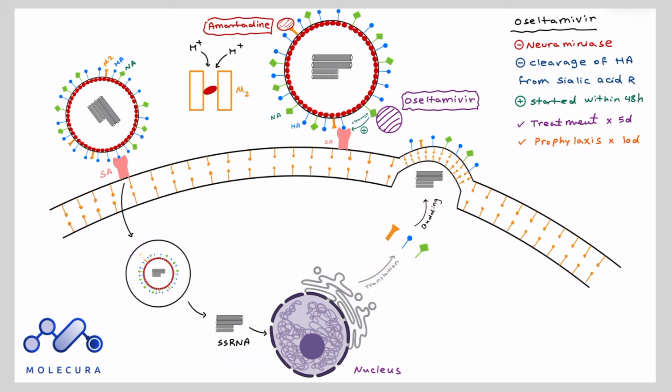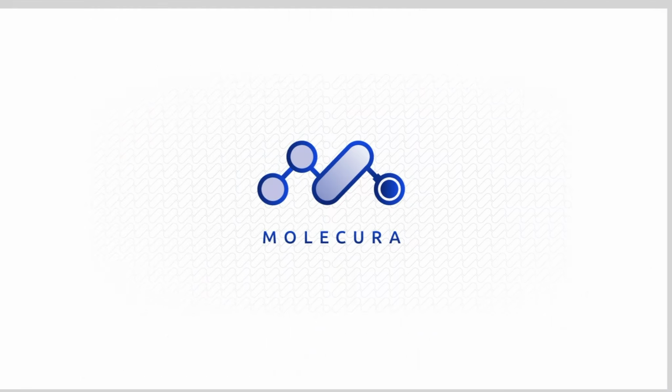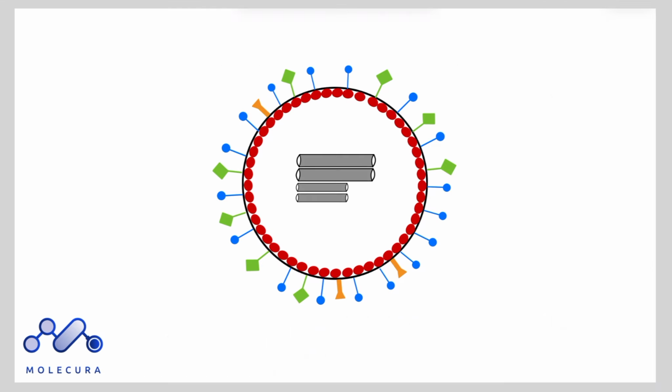Today we will talk about the mechanism of action of Oseltamivir and how it's going to disrupt the life cycle of the influenza virus. To understand the mechanism of Oseltamivir in a better way, we need to understand the basic structure and life cycle of the influenza viruses. So this is the structure of a typical influenza virus.